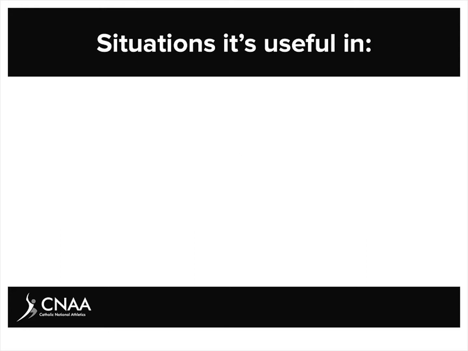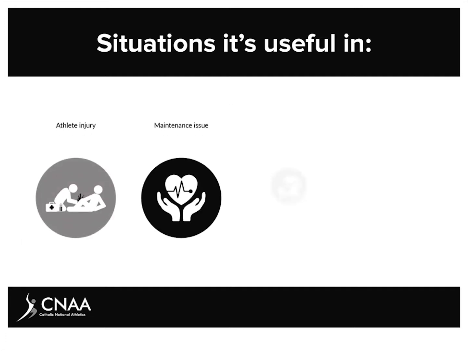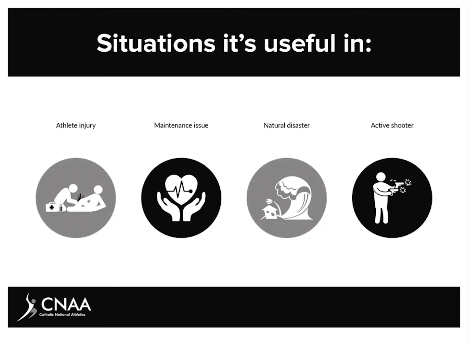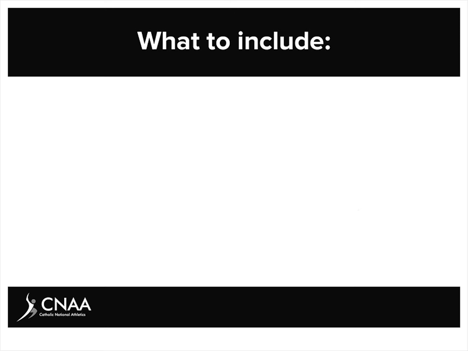EAPs should include plans for several types of situations, including athlete injury, maintenance issues, natural disasters, and active shooter situations. The best EAPs include detailed information to help athletic directors, coaching staff, and students create better outcomes in emergency situations. Every EAP will be different, but there are some key components that your plan should include.